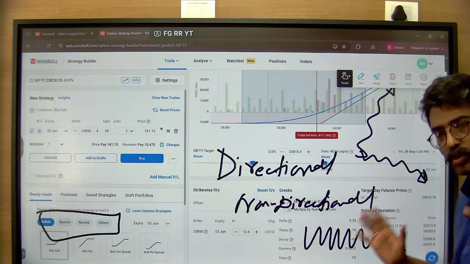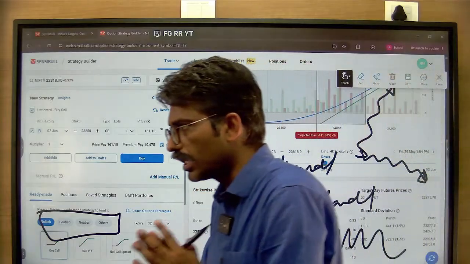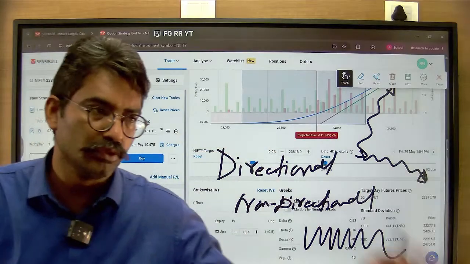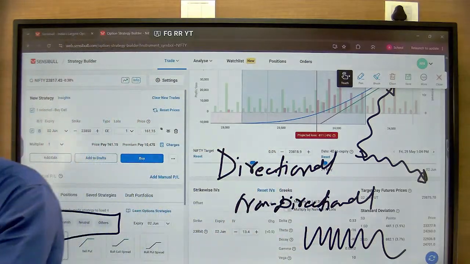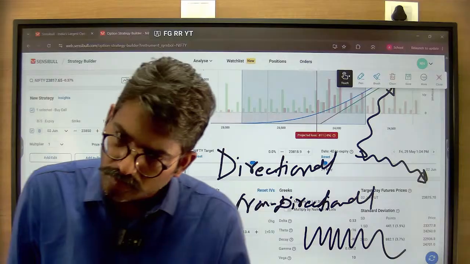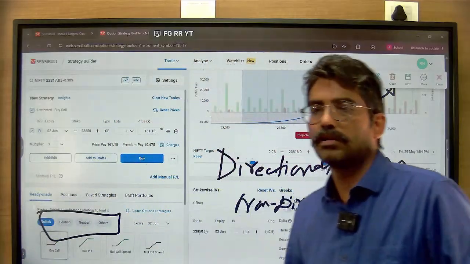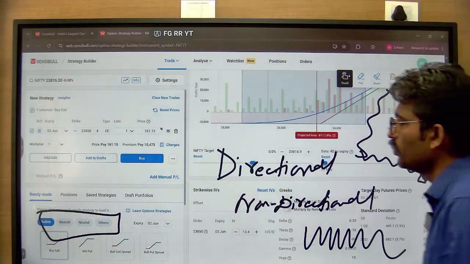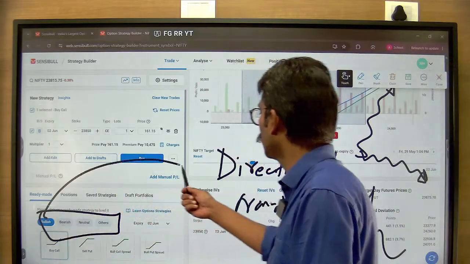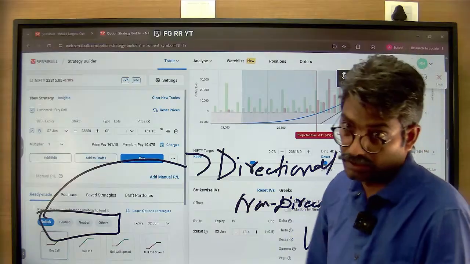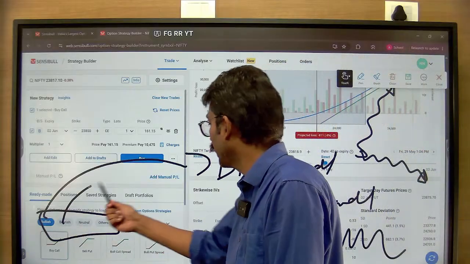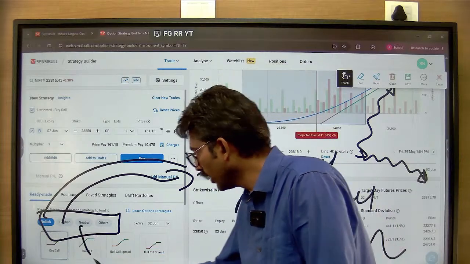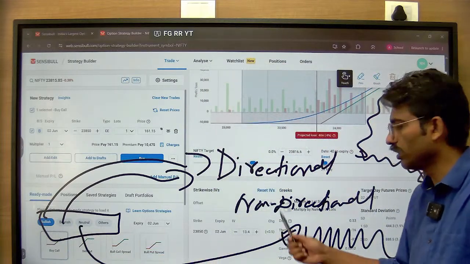So there are only two kinds of strategies on the planet. Either you have a view or there is absence of view. View regarding the markets will go up or the markets will go down. That's directional. Or the markets will not go anywhere. That is the view. Okay? So when you say it is a bullish strategy, you are talking about directional. When you talk about bearish, it is again directional. When you say that it is not going anywhere, it is non-directional.